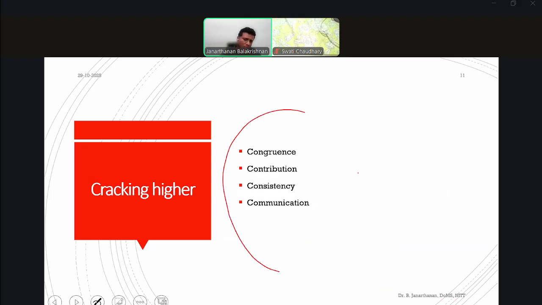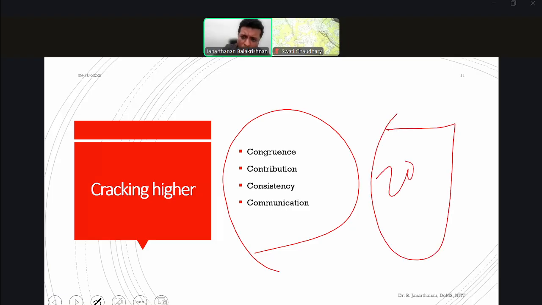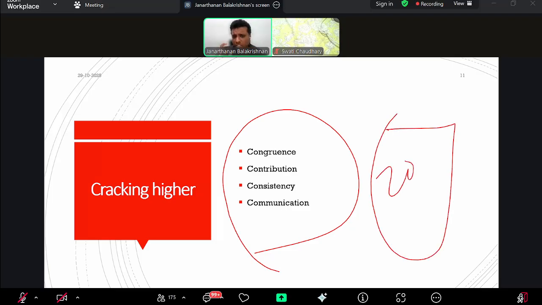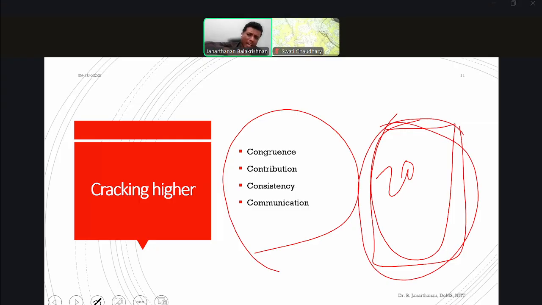So for cracking review, what you do is have a congruent paper. If your manuscript is 20 pages, you should have a congruence in it. Your 20 pages should be consistent, like it should look alike. The references should look alike. The figures should look alike. It all should circle within the 20 pages. People should not have the other mindset to go out. That is where congruence and consistency stay together.